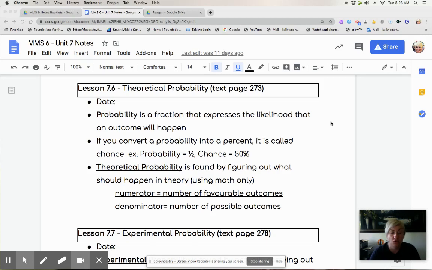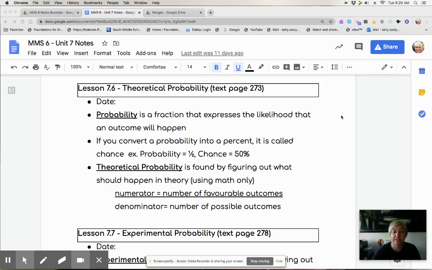So let's say you were talking about how many times you would get an even number when you roll a die. Okay, the even numbers on a die are 2, 4, and 6. So that's 3 favorable outcomes, the 2, the 4, and the 6, and the number of possible outcomes on a die would be 6 because there's 6 faces. Okay, so the theoretical probability of rolling an even number on a die is 3 out of 6, and then probability fractions can also be reduced. So we can reduce that by dividing by 3, and we get the probability of 1/2 of rolling an even number on a die.